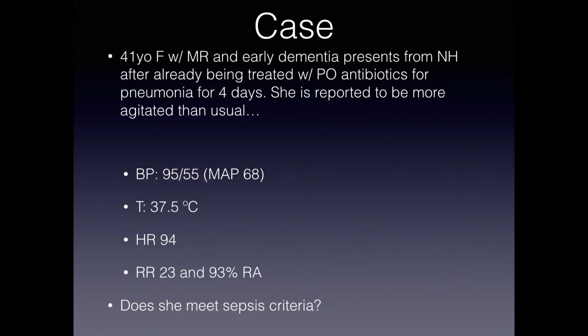So let's get a case going here. You guys can read this. 41-year-old female. She has a little MR, some early dementia. She's coming in from a nursing home, and she's already been treated with PO antibiotics for pneumonia for about 4 days. She's reported to be a little more agitated than usual. There are her vital signs. So does she meet sepsis?